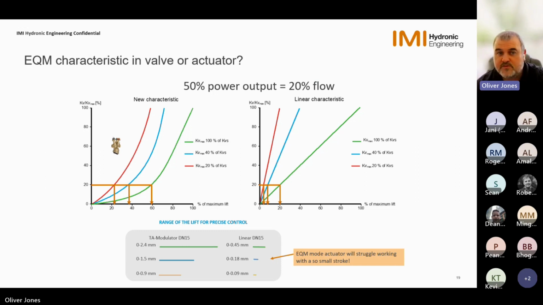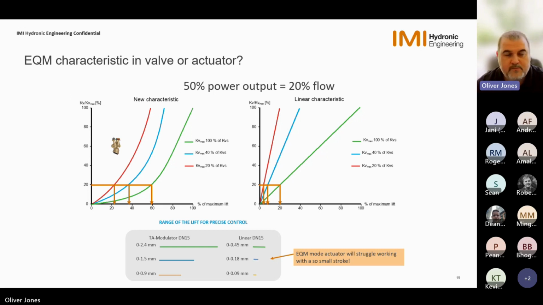We compare the two types of valves. If we look at a new characteristic, so our EQM characteristic of our TA modulator, against that of a linear valve, so we could use our TBV-CMP or other manufacturers' linear valves. We can look at how we can control still delivering that 50% power output at 20% flow. So if we set both valves to 100% open, we will typically get this type of graph. So this is our equal percentage on the valve. This is our linear percentage on the valve for our linear valves. So for 50% of the power output, again, we're at 20% flow.